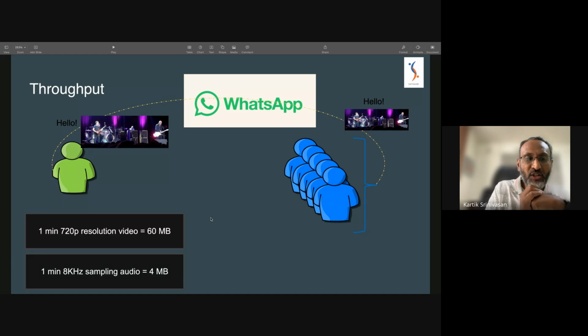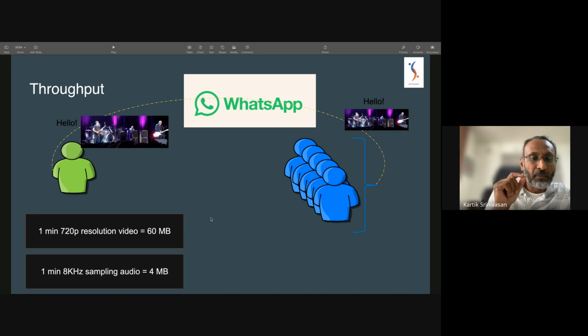So you can imagine that if it is a combination of video and audio, putting together a 1 minute call, and this is low resolution video. 720p is not high resolution video. So let's just assume that he is using low resolution video and 8K audio. It's about 64 MB that is being sent across in 1 minute.